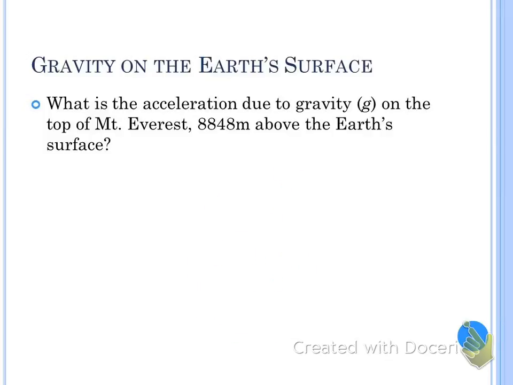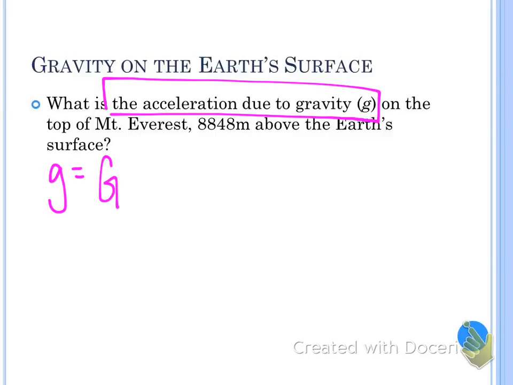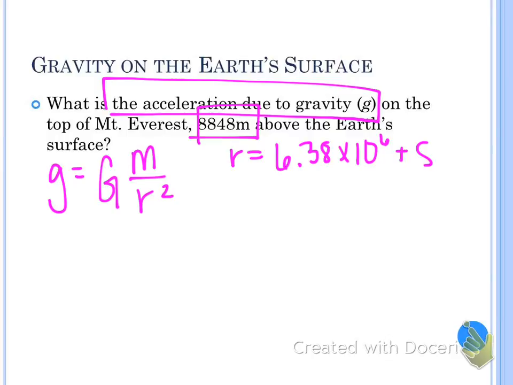Let's start getting down our variables. First of all, you need to understand whether it's asking you to use this new equation we learned for solving acceleration due to gravity, or whether you're trying to find the gravitational force. There's a difference, and it makes a difference which equation you use. We're solving for acceleration due to gravity, which means we're going to use this equation: little g equals big G times mass over r squared. Our radius now we know is the radius of the Earth plus 8,848 meters.